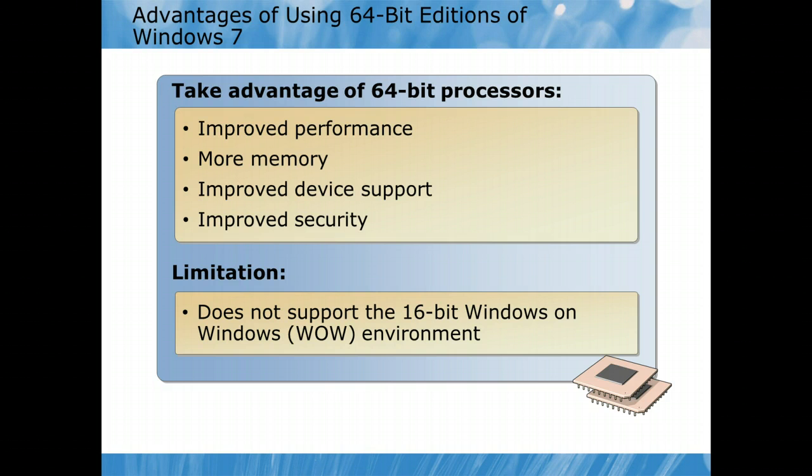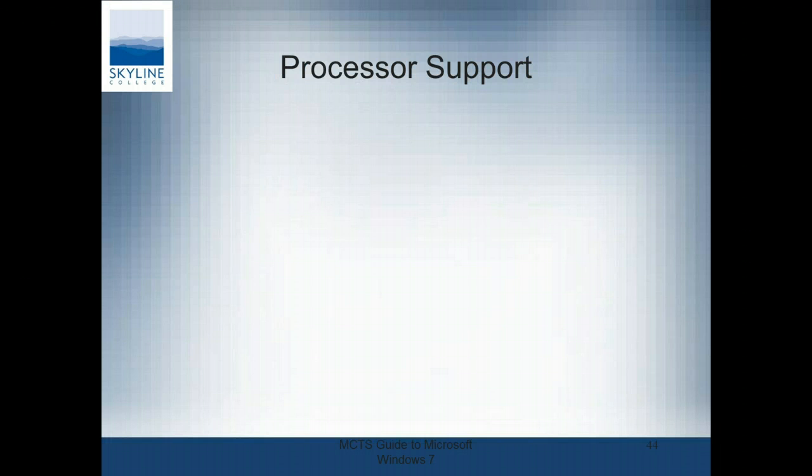64-bit processor advantages, nothing magic there. You already know that: improved performance, more memory, better support, improved security. Does not support the 16-bit Windows on Windows environment. That's a backward compatibility thing that they didn't do. In the past we had 16-bit applications that run in what they call a Windows on Windows, a WOW, and that was the process that would be running if you looked at the task manager.